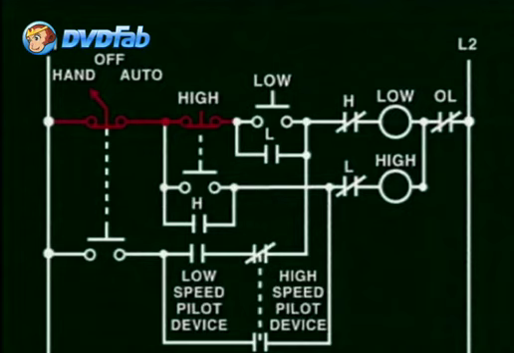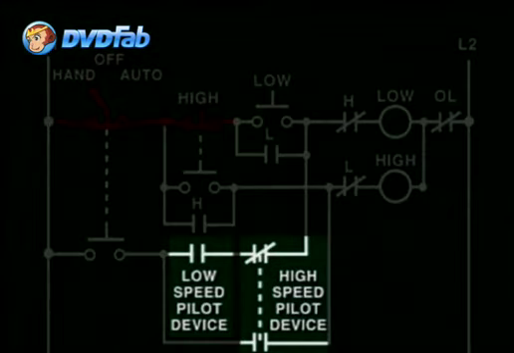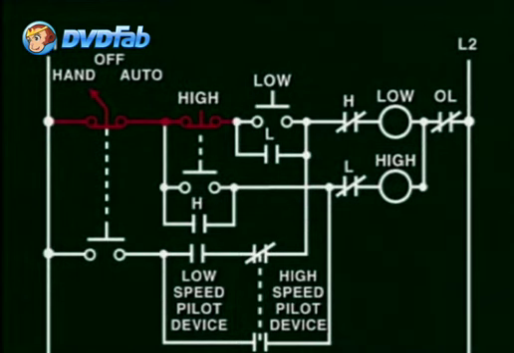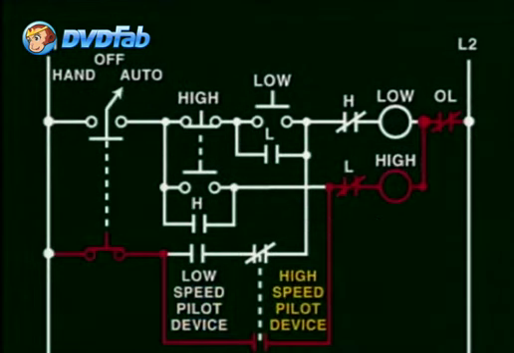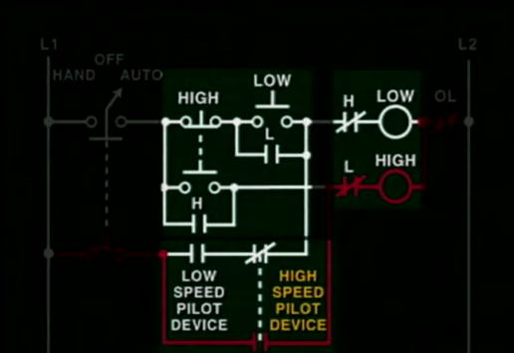Bear in mind that the speed of these motors could have been controlled automatically by pilot devices. For example, if the selector switch is in auto, the pilot devices would control the activation of the low or high speed. As you can see, this circuit allows the motor transition to turn from low to high speed, but not from high to low in either the auto or hand positions.